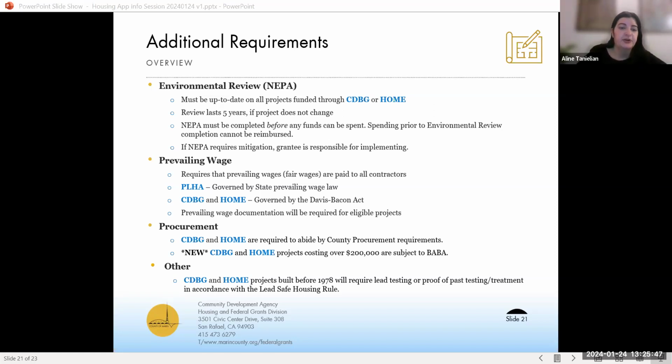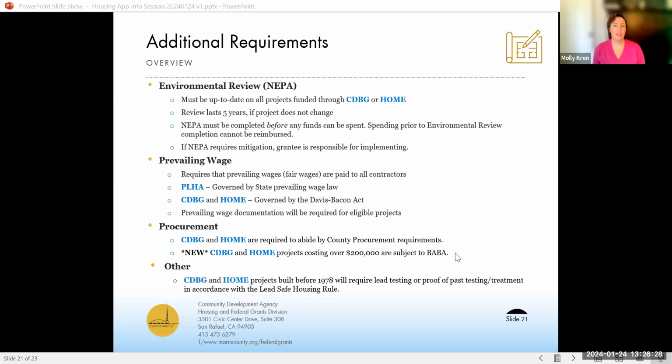And then lastly here, procurement. CDBG and HOME, so the federal dollars, are required to abide by county procurement requirements. And then there's a new requirement here that CDBG and HOME projects costing over $200,000 are subject to BABA, which is the Build America, Buy America policy that has been newly implemented at the federal level. One last note here that for federal funds, CDBG and HOME projects that were built before 1978 will require lead testing or proof of past testing or treatment in accordance with the Lead Safe Housing Rule.